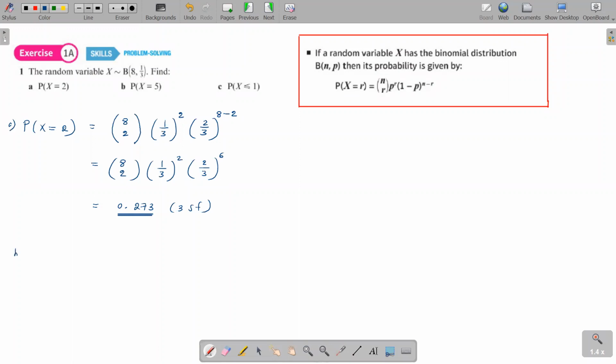Part B, let's move on to part B. You need to find the probability x equals 5. So what is the meaning of probability x equals 5? We have 8 trials and I want the probability of getting 5 successful trials out of 8. That's what we are going to find here.